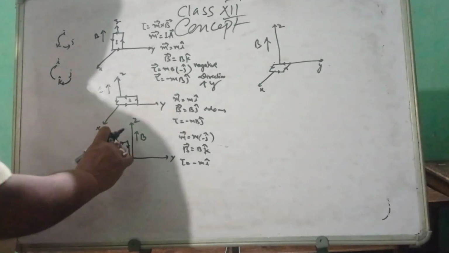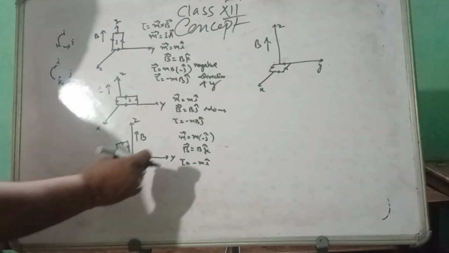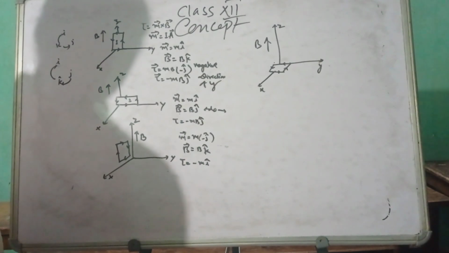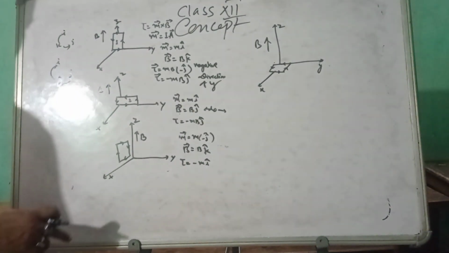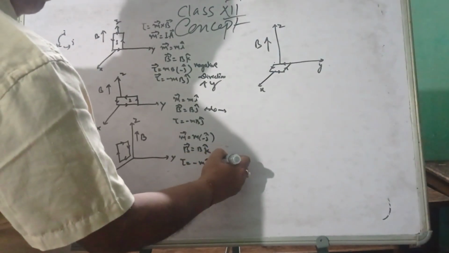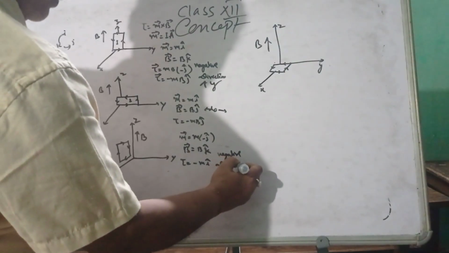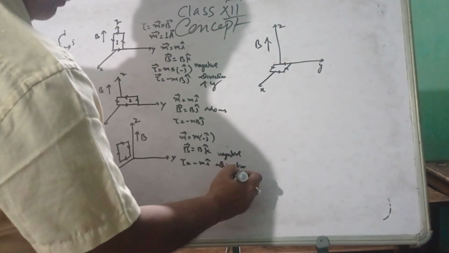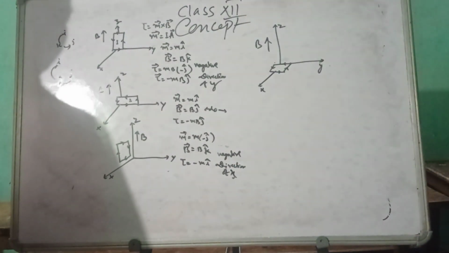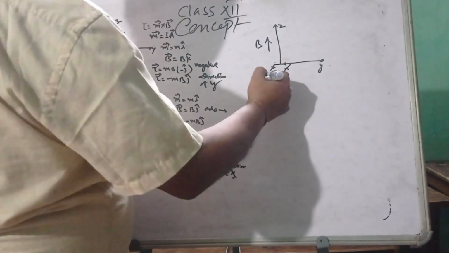Because here it is in clockwise direction, in the YZ plane, M will be minus J cap, and the magnetic field is given to you. So here your torque will be in the negative direction of the x-axis. So here again, in this case, it is in the YZ plane, and the current is flowing in the clockwise direction.